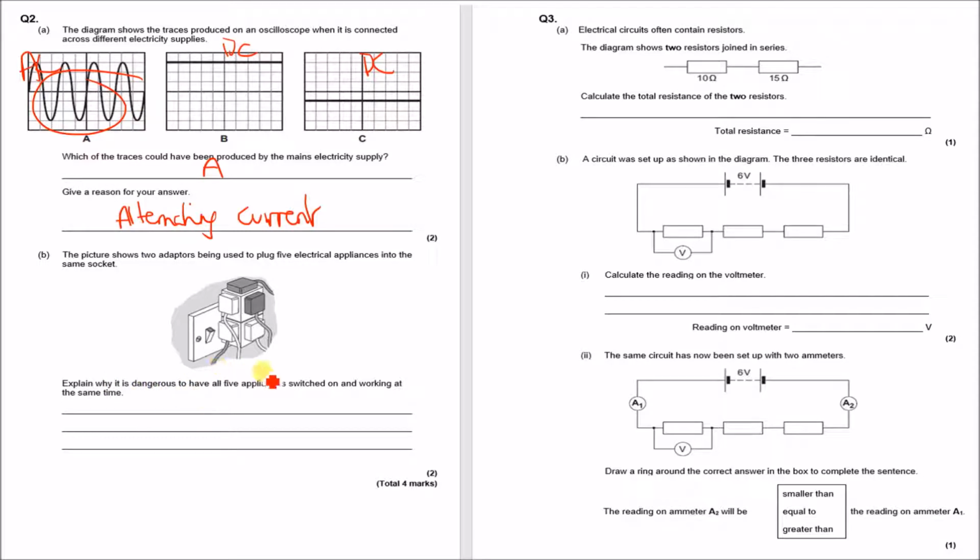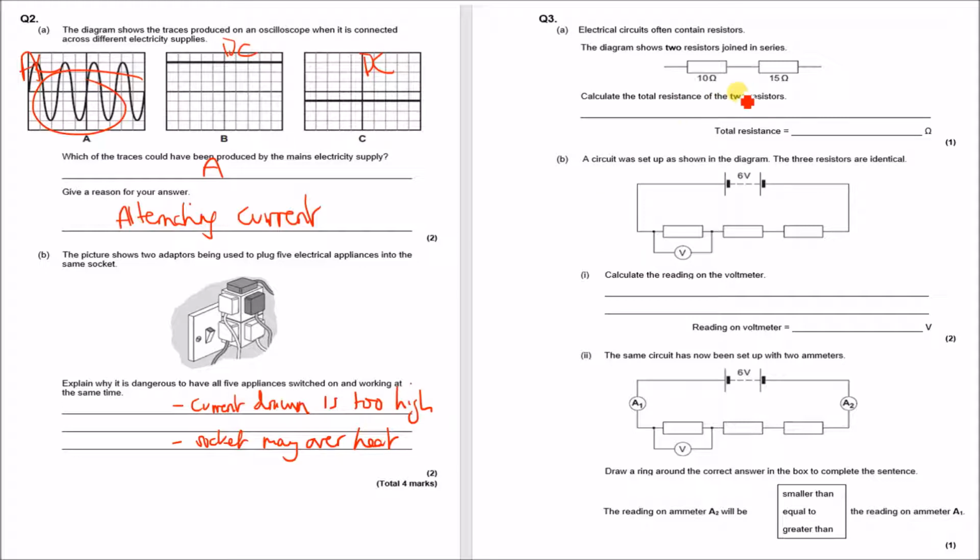Right, why is it dangerous to have all 5 appliances switched on and working at the same time? Well, each one is going to draw a current, and if you put all of them on at the same time, they're all going to draw a current, so therefore the current is going to be too high. So the current going through the socket is going to be too high, and therefore the socket may overheat. So current drawn is too high, and socket may overheat. Remember, if the current flowing through the wires is too great, then the wires will overheat.